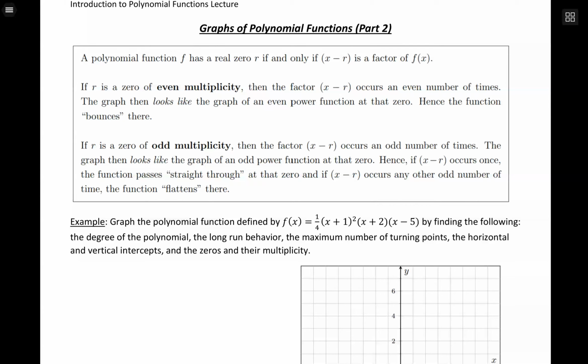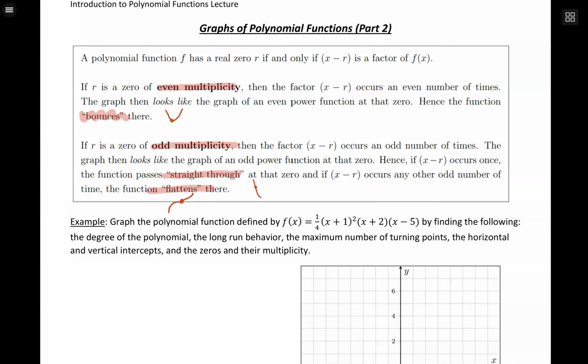Alright, so this first piece just summarizes what we ended with in that last video with the different types of multiplicities. If it's an even multiplicity, it looks like it bounces off of that 0. If it's an odd multiplicity, well, 1's technically odd here, so if it's 1, then you go straight through. If it's an odd number besides 1, then it flattens through. So that's the difference between having a point: flattening through goes like that, straight through just crosses through, and then the bounce would be bouncing off of that point.